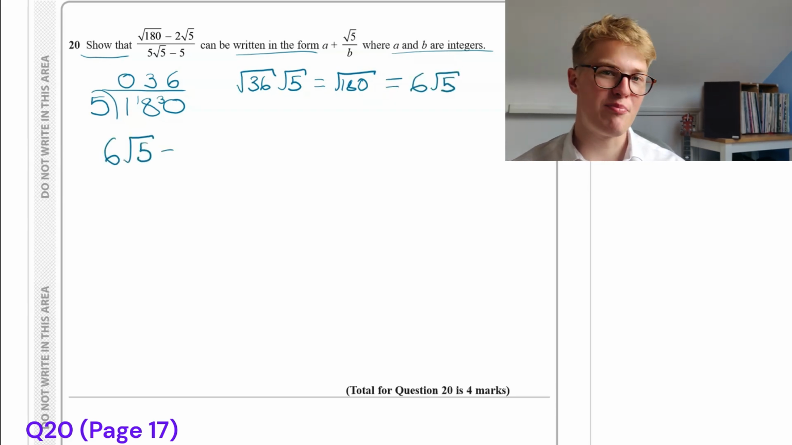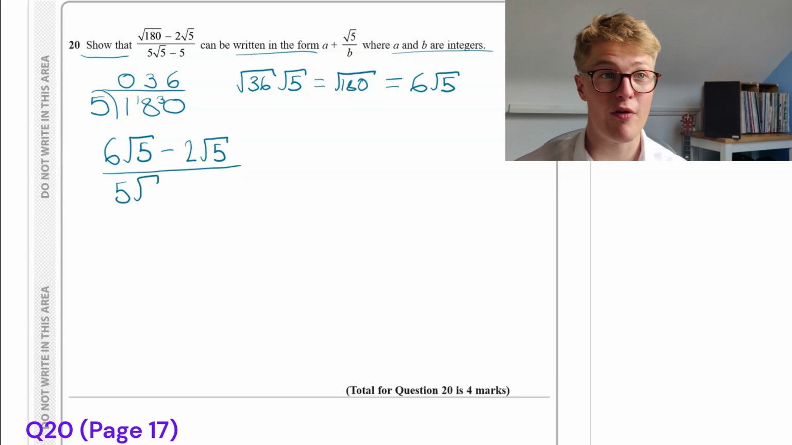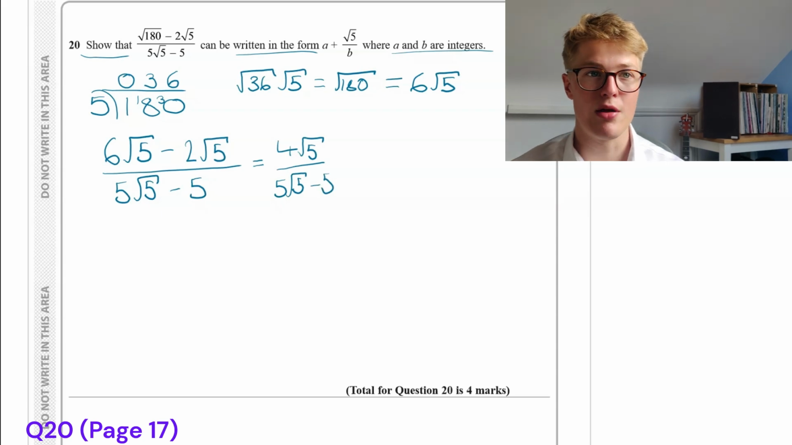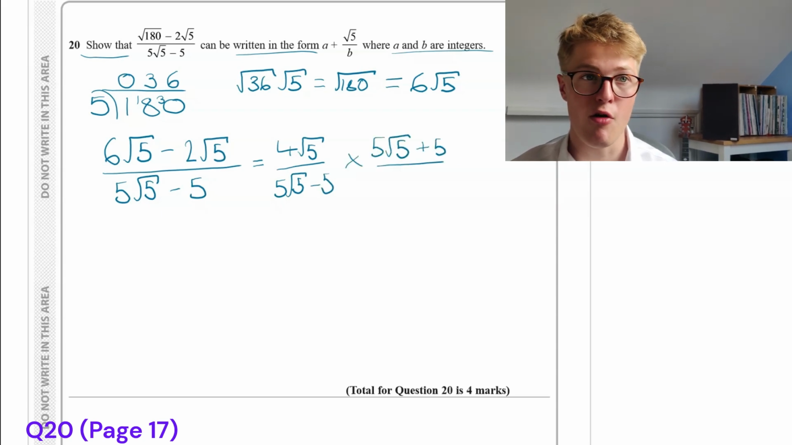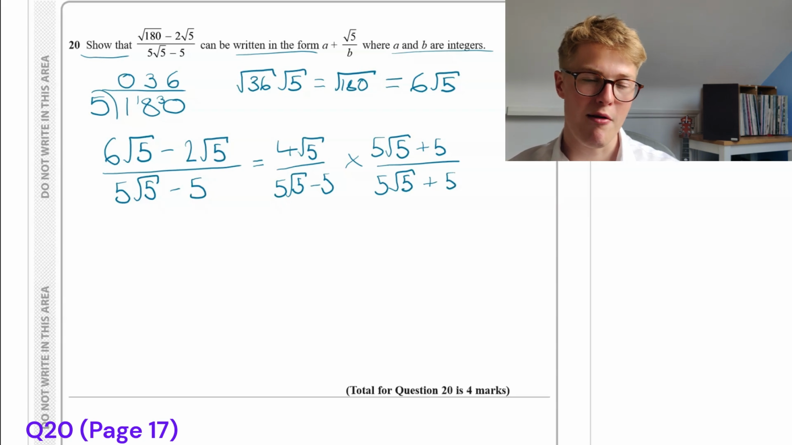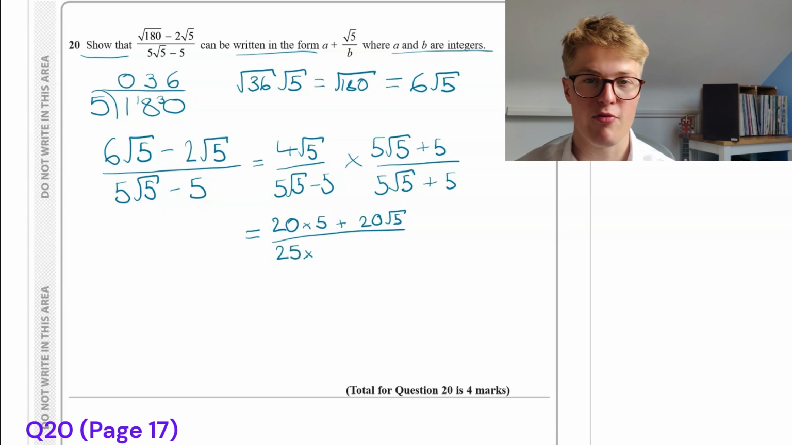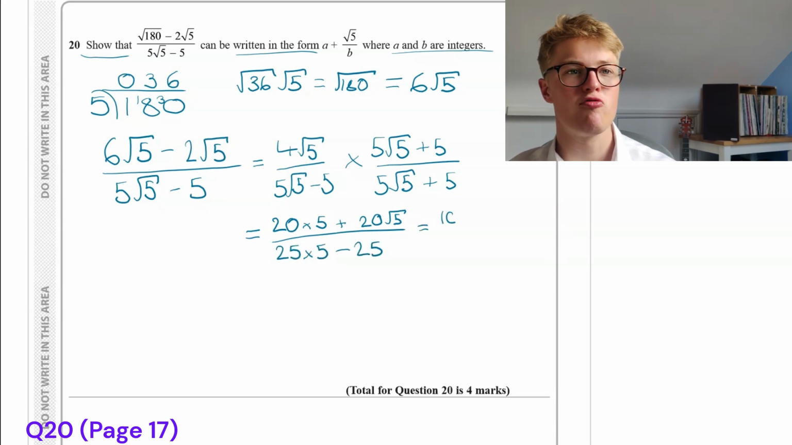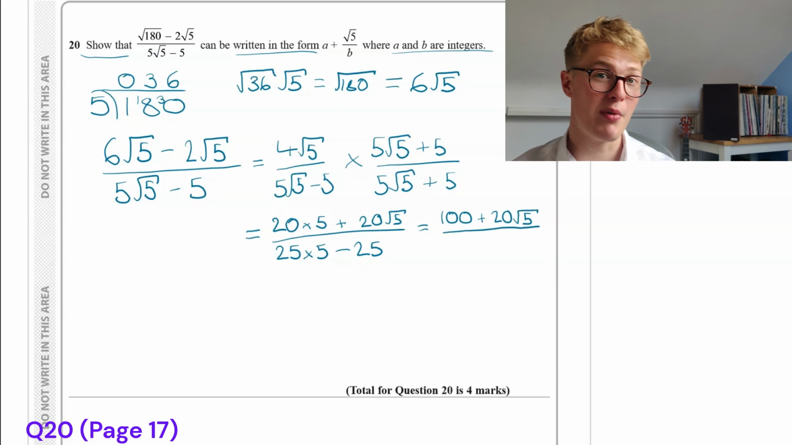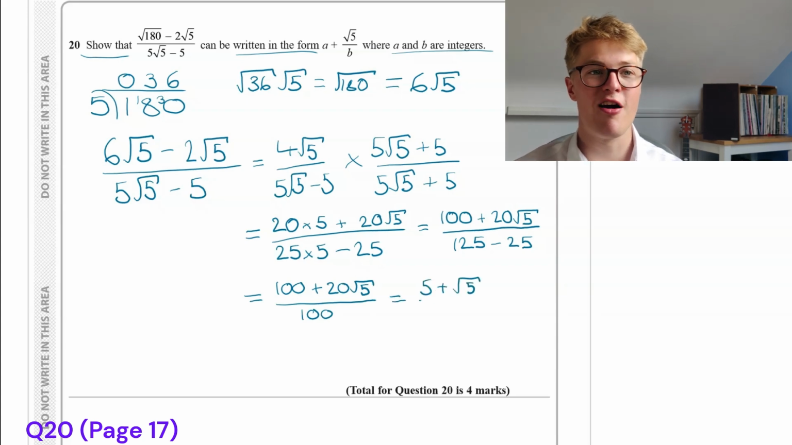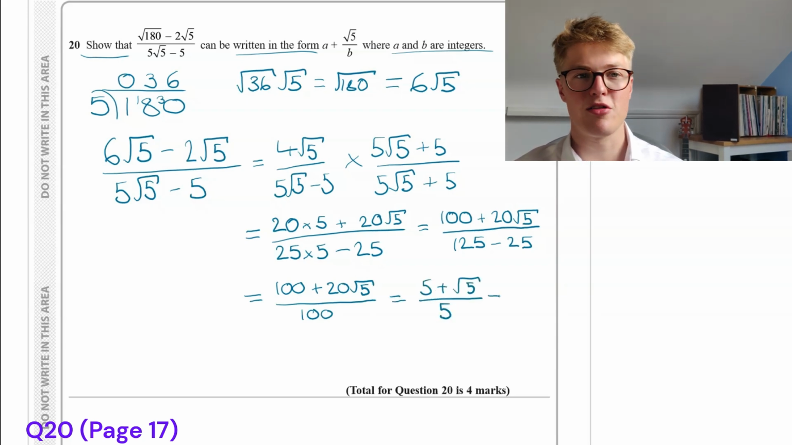We now have 6 root 5 minus 2 root 5 over 5 root 5 minus 5. This simplifies to 4 root 5 over 5 root 5 minus 5, and then we can multiply this by 5 root 5 plus 5 over 5 root 5 plus 5 to remove the square root from the denominator. This gives us 20 times 5 plus 20 root 5 over 25 times 5 minus 25. This is equal to 100 plus 20 root 5 over 125 minus 25, which simplifies to 100 plus 20 root 5 over 100, and then we divide everything by 20, so we end up with 5 plus root 5 over 5. This simplifies to 1 plus root 5 over 5, which is the form that we needed for our final answer.